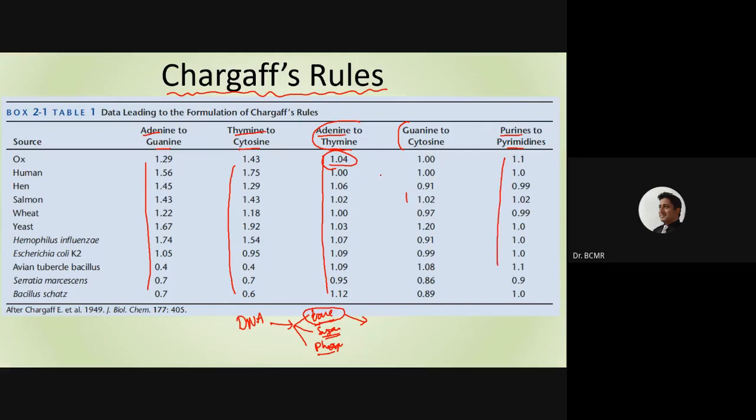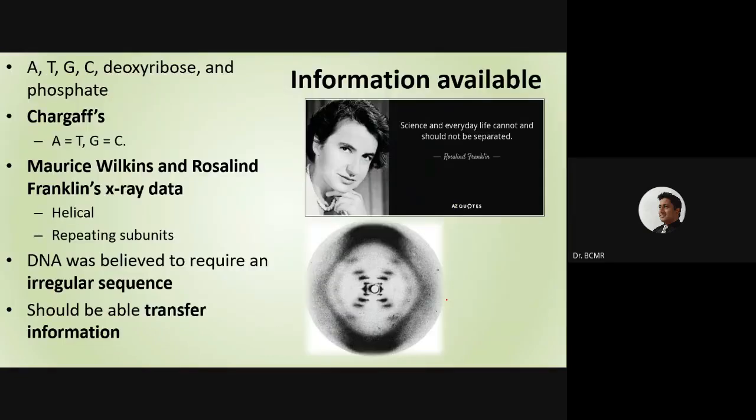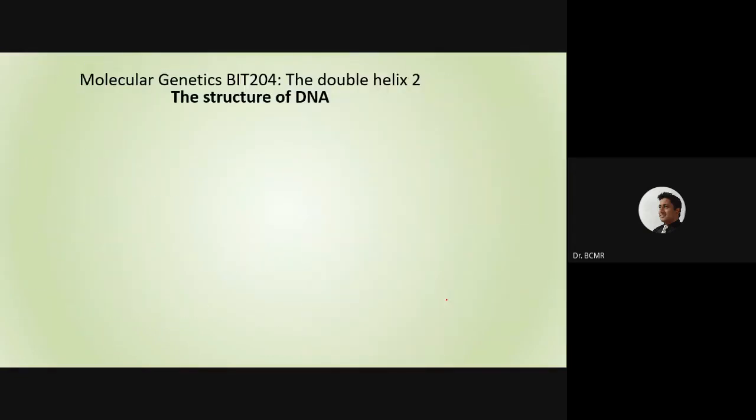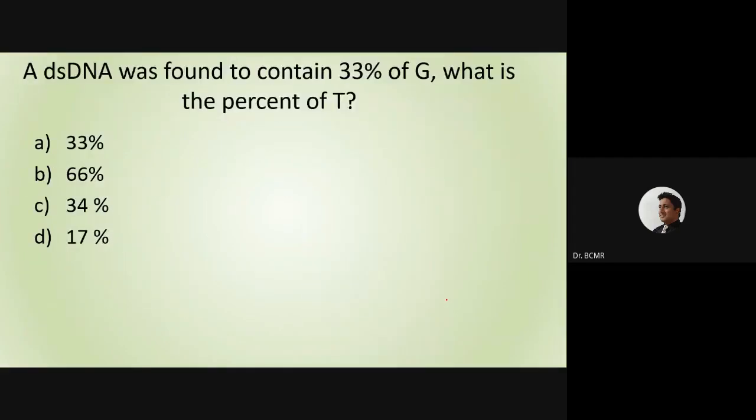So what Chargaff found was that the amount of adenine is always equal to that of thymine. The amount of guanine is always equal to that of cytosine. So these are the purines. The amount of purines is always equal to that of pyrimidines. That is an interesting finding. We will discuss the structure of DNA in the next class, but I would like you to quickly try to answer these questions in the meantime.